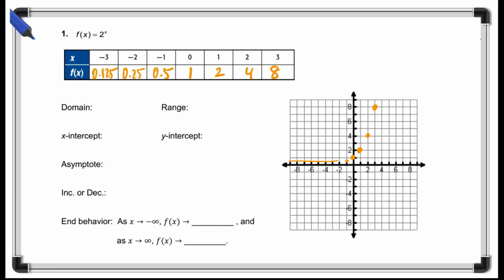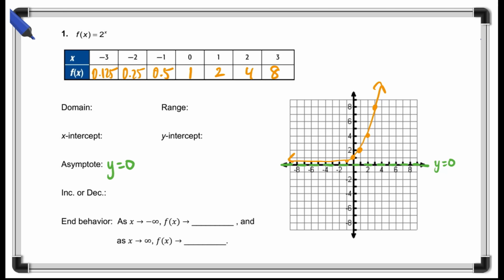So our graph's going to get very, very close to that y value of 0, but it doesn't actually ever cross. And the reason being is that you actually have an asymptote. Now remember, the parent functions for exponential functions always have an asymptote starting at y equals 0. So that's our asymptote here.